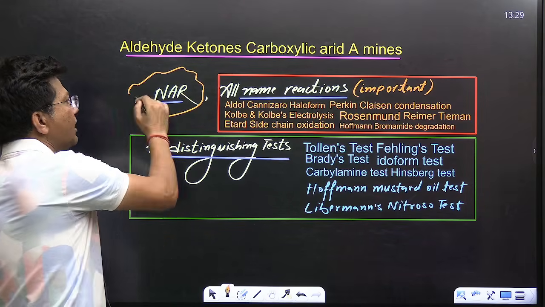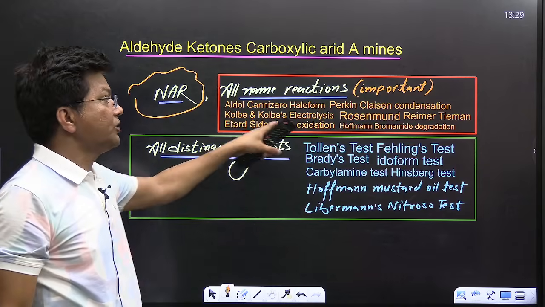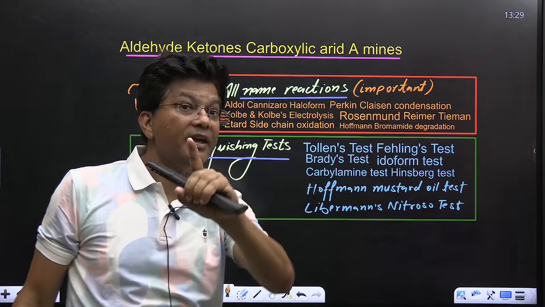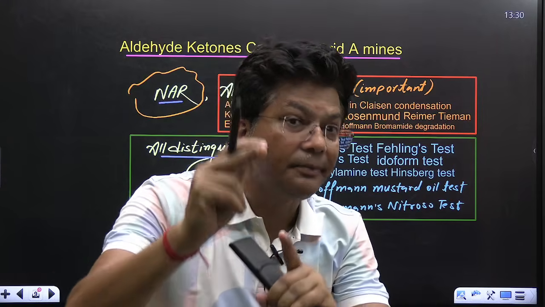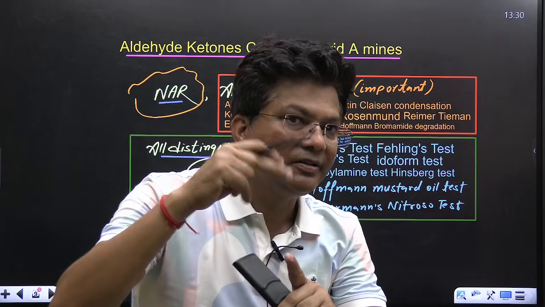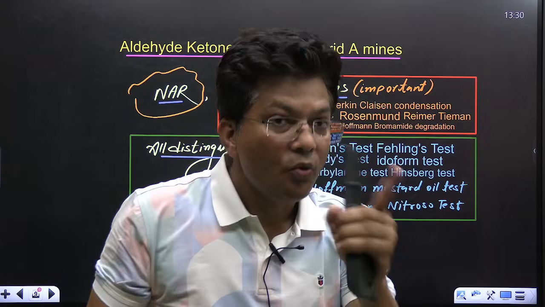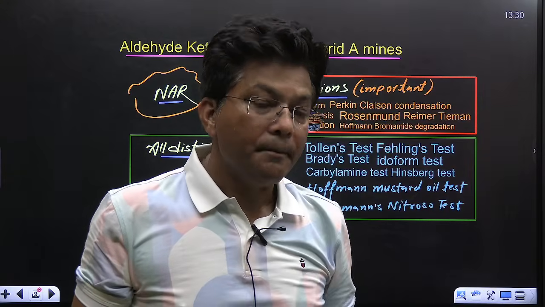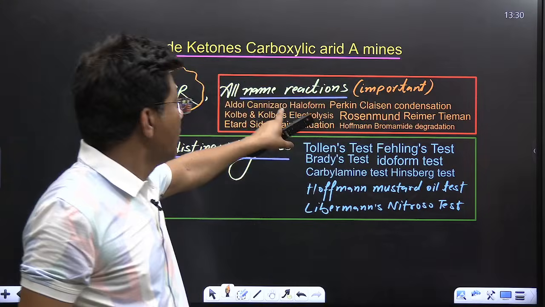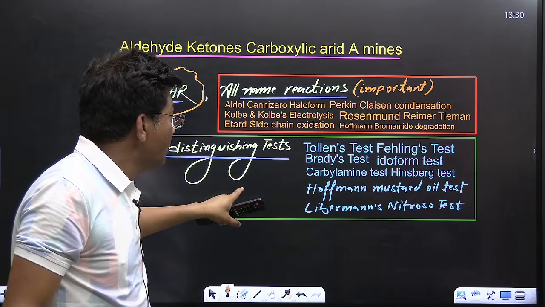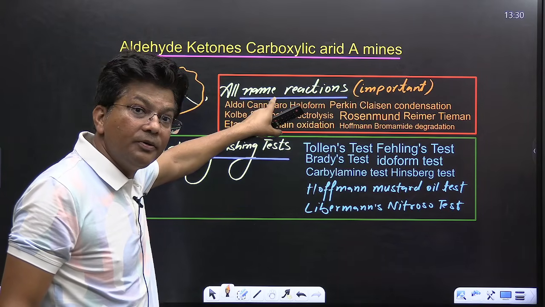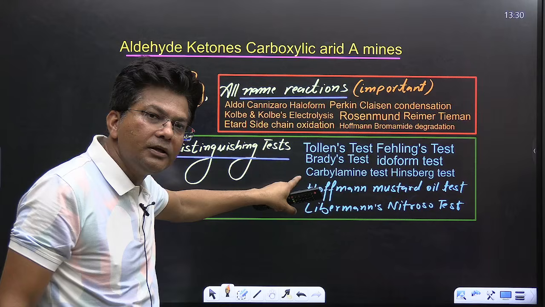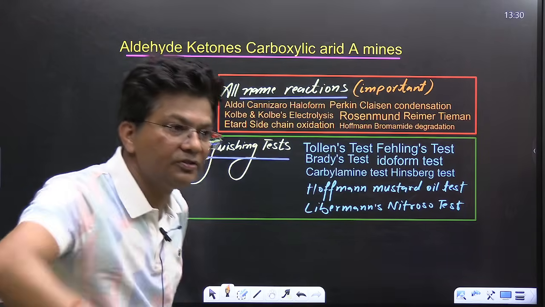This is the main part, and all the name reactions which are written over here are very important. Wherever their mechanism is required, the intermediates are required. You just saw I already made one video on which intermediates are important. So you have to do all these name reactions and all these distinguishing tests. All these name reactions which are written over there are very important. All these distinguishing tests, you can't skip them.